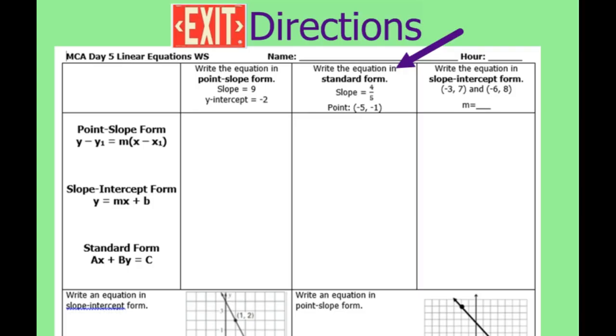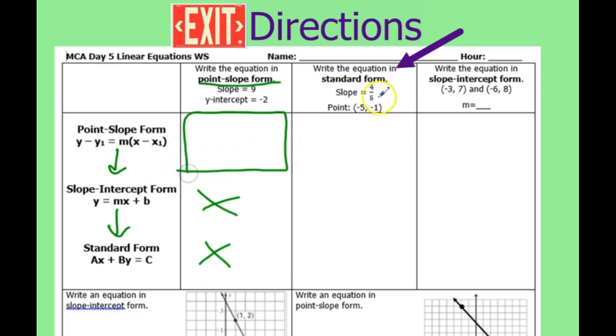That is it for today. You have 3 questions here. You have to take through the different forms to get to the form that you need. Be careful, it says write in point slope form. So this one, you don't need to take through these next 2 steps. You only need to do the first part here. This one says write in standard form, so you need to take it through all 3 steps. And this one says slope intercept form, so you need to get to the middle. You don't need to get to standard form.